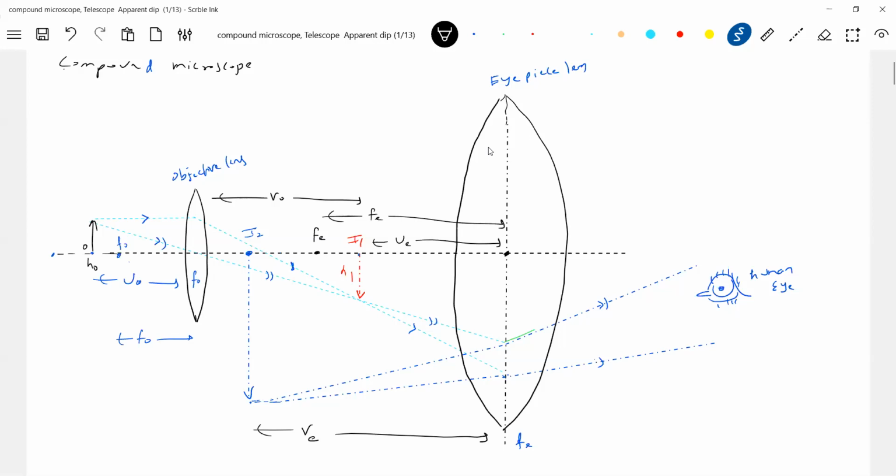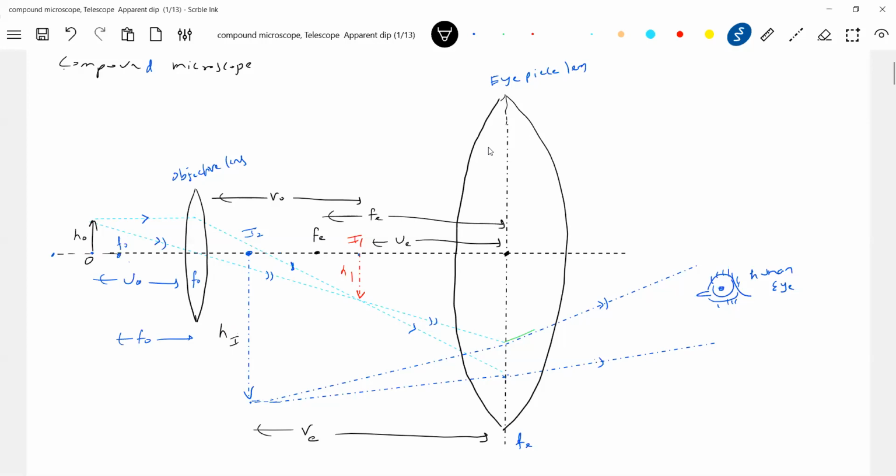And the final image will be formed. Look at the final image. How is that final image formed? Due to refracted rays, and these are diverging rays. The final image is formed, I2. Look at the height of this. This is H2, the final image, HI, and this is the object. That HI is greater than HO. It gets magnified.